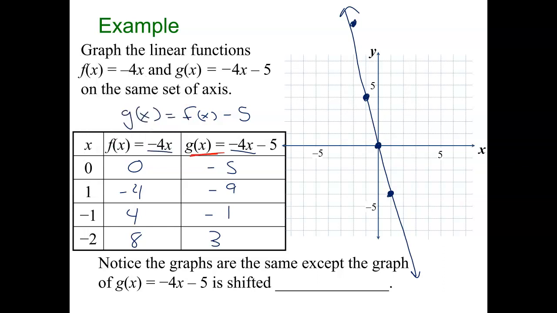Okay? So for g of x, I have 0, negative 5. And then I have 1, negative 9, which is going to be somewhere down here. Okay? I have negative 1, negative 1. And negative 2, 3. Right there. Okay? So there's g of x.